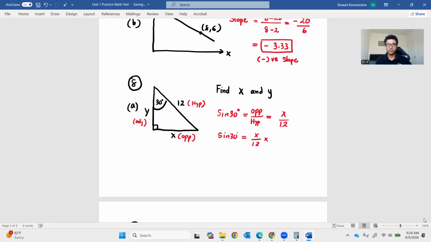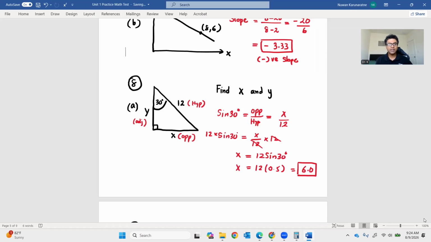I'm going to multiply both sides by 12. That cancels out. So x is going to be 12 sine 30 degrees. Sine 30 degrees is 1/2, 0.5. I know that it's 0.5. So you can substitute 12 times 0.5, which is 6.0. So x is 6.0.